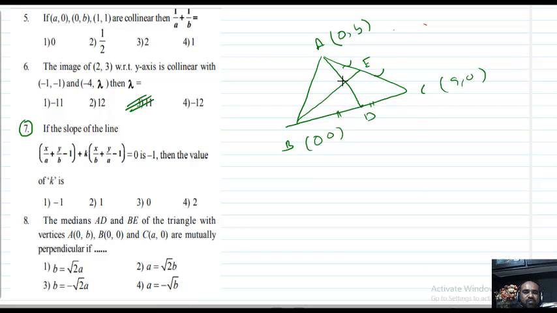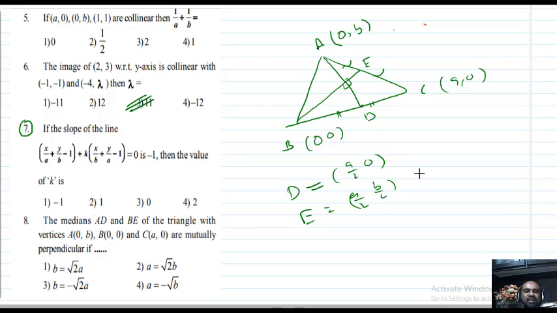So AD and BE are perpendicular means what? Slope of AD into slope of BE should be equal to minus 1. Already the concept is completed: the product of slopes of two perpendicular lines equals minus 1, with one condition, that neither of them is parallel to any of the axes. To find slope of AD, you first want to find coordinates of D. D is a by 2 comma 0, using x1 plus x2 by 2 comma y1 plus y2 by 2, the midpoint. E is the midpoint of AC, that is 0 plus a by 2, a by 2, b plus 0 by 2, b by 2. So I got D and E.